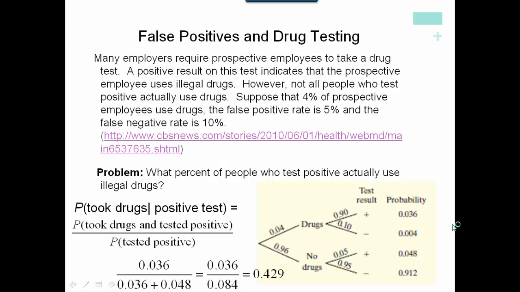So here's one more example. What is the percent of people who test positive who actually use illegal drugs? So we follow the tree diagram. Probability of took drugs and tested positive, over probability of tested positive. So probability that they took drugs and tested positive is 0.036, and then probability tested positive, we'd add these two under the test result of positive together, and we divide these out, we get 0.429 or 42.9%.